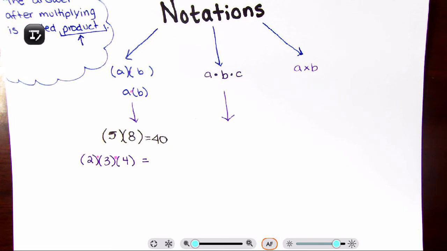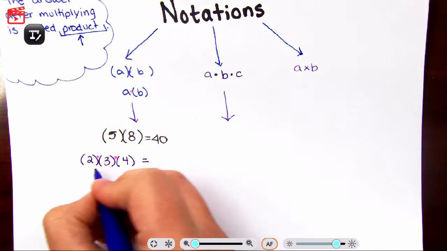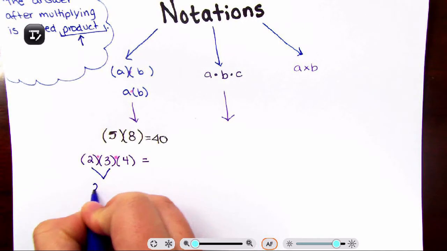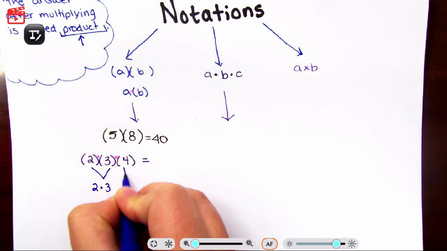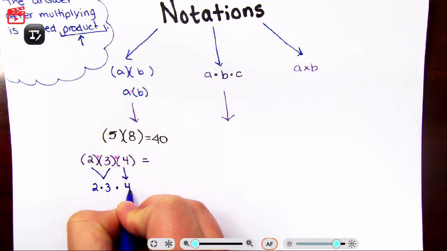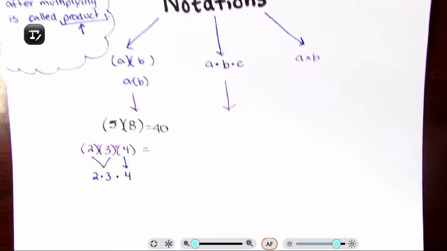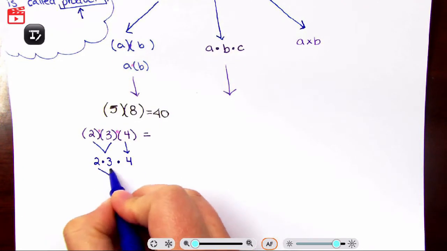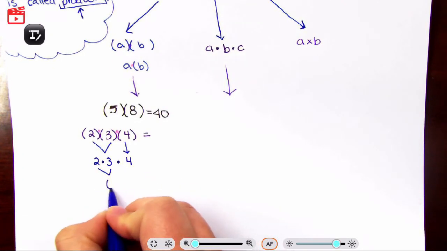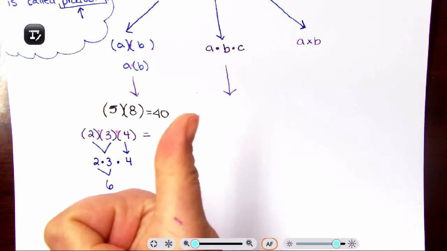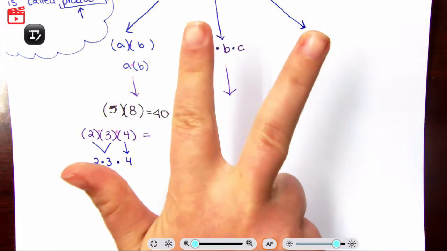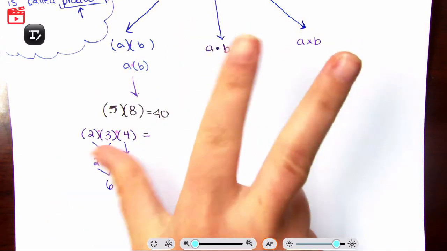We haven't done a problem like this yet, so let me go ahead and break it down. First thing first, you're going to just multiply. This says 2 times 3. Then we have that 4. That is what those parentheses say. So let's do 2 times 3. 2 times 3 is 6. I have 2, 4, 6. Again, 3 fingers, each finger is 2: 2, 4, 6.